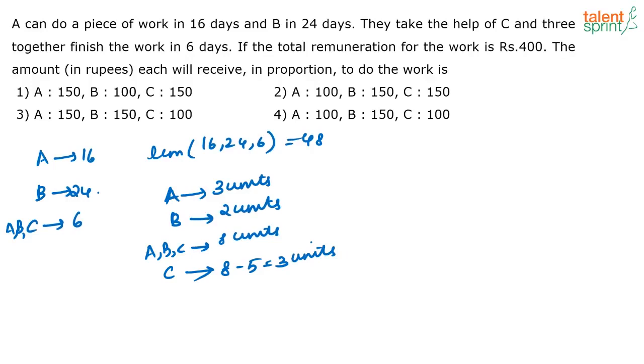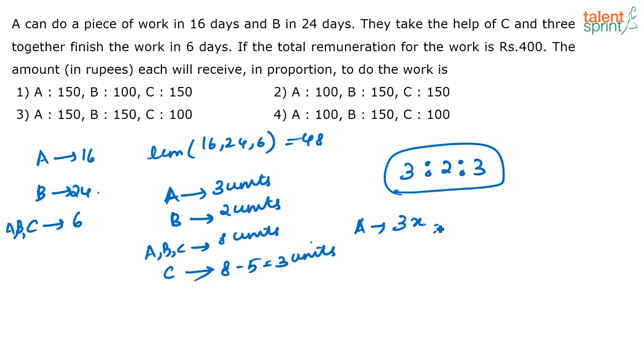So now in what ratio will the remuneration be split between them? In the ratio 3:2:3. At this point itself, what do you understand? If A gets 3x rupees, C will also get 3x rupees and B will get only 2x rupees. Now just check with the options, you will be able to arrive at the answer.